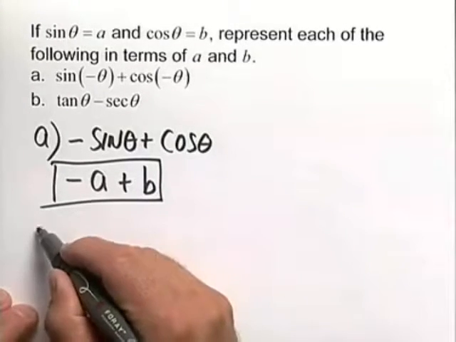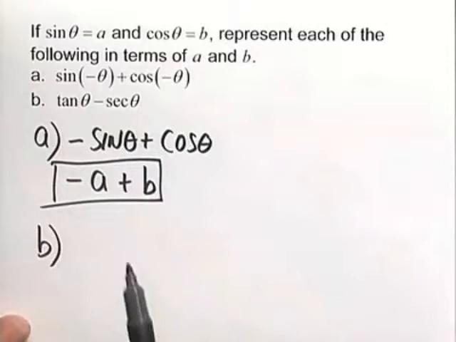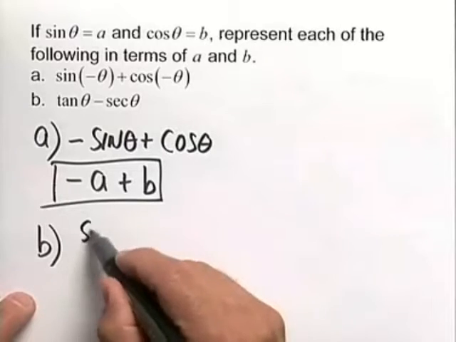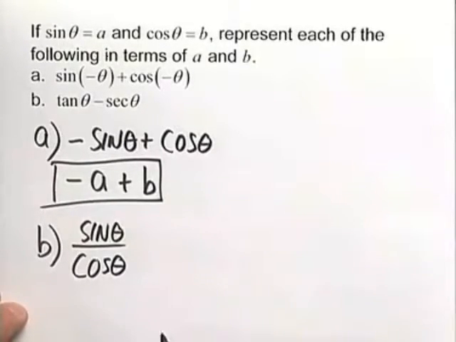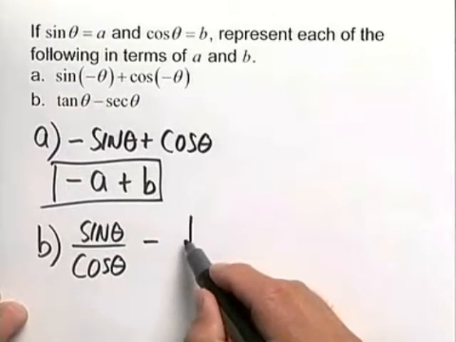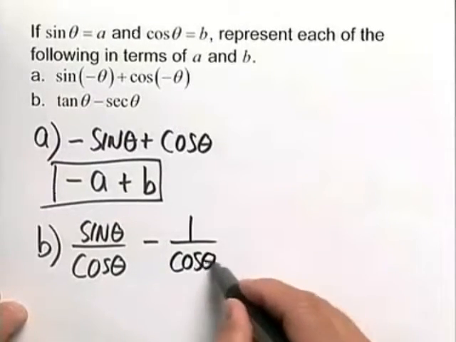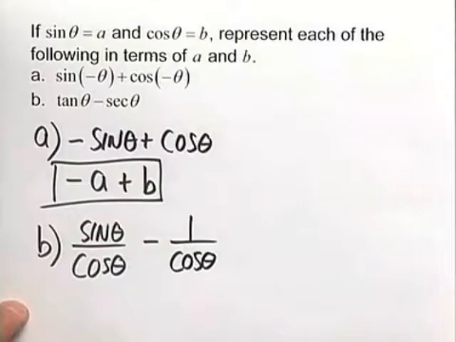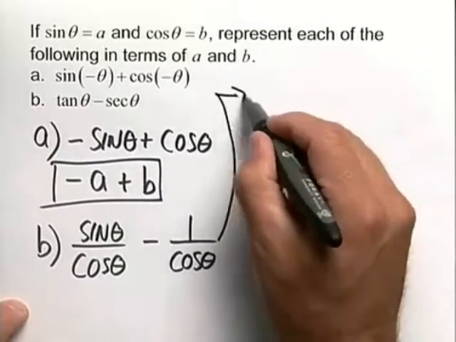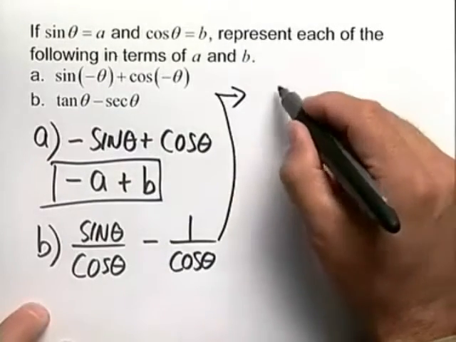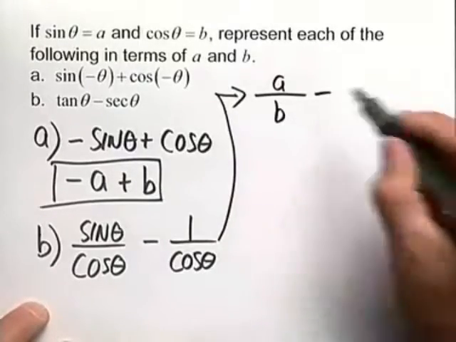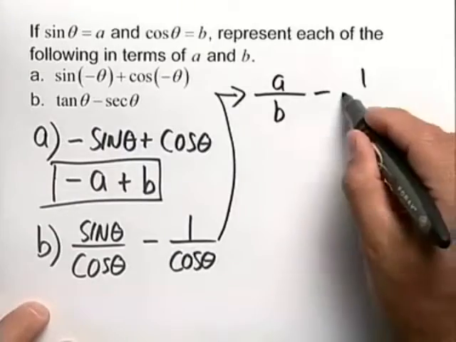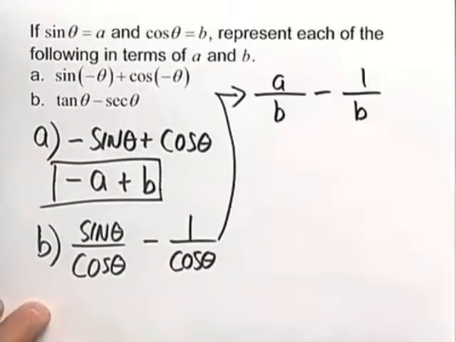Now let's look at part B. We have the tangent of theta minus the secant of theta. Let's start by writing the tangent as being the sine of theta over the cosine of theta, minus 1 over the cosine of theta for the secant. Now we're going to write this in terms of our A's and B's. We know that sine is A, cosine of theta is B, and then once again cosine of theta being B. That's our expression right there.